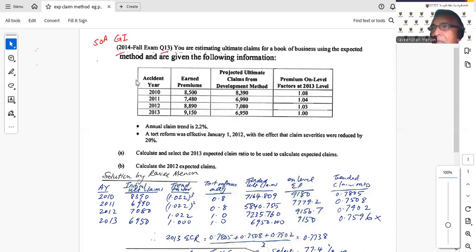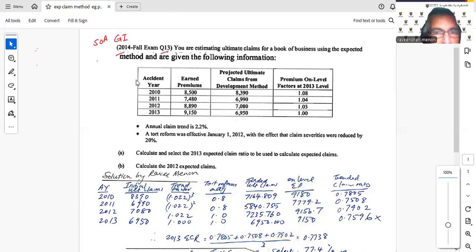Okay, so again, we are going to take a quick look at the expected claims technique, and let's read the question first. You are estimating ultimate claims for a book of business using the expected method, and you are given the following data. Accident years 2010 to 2013. You're given the earned premiums, the projected ultimate claims from the development method, and of course we have the premium on-level factors at 2013 level. Anyway, let's take it slow.